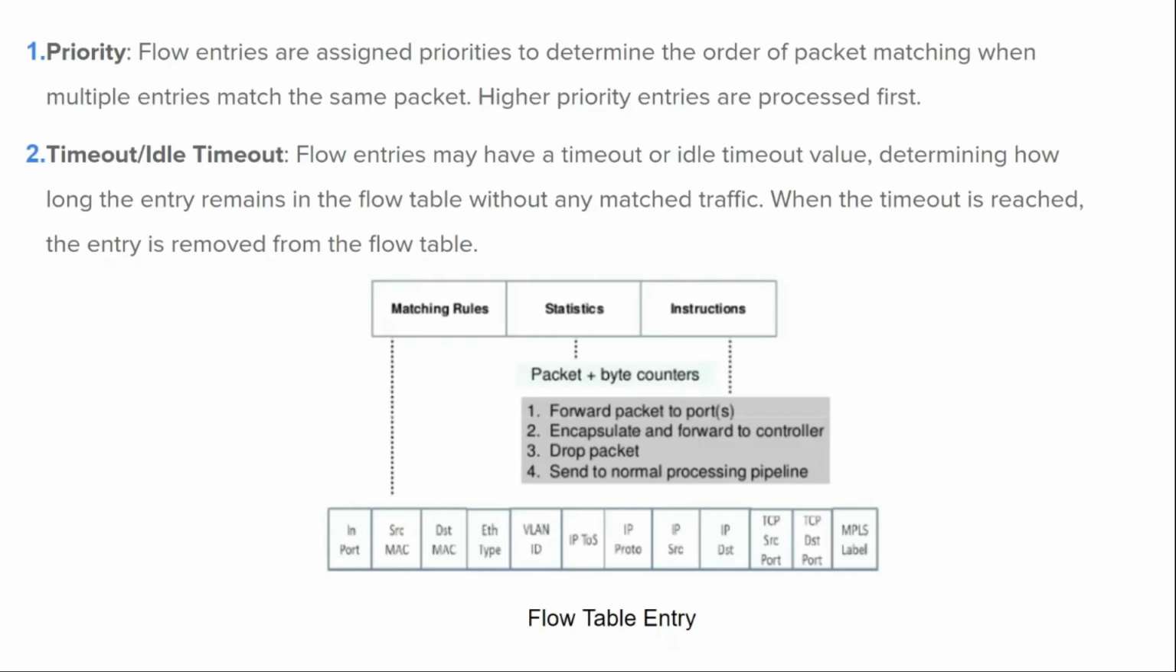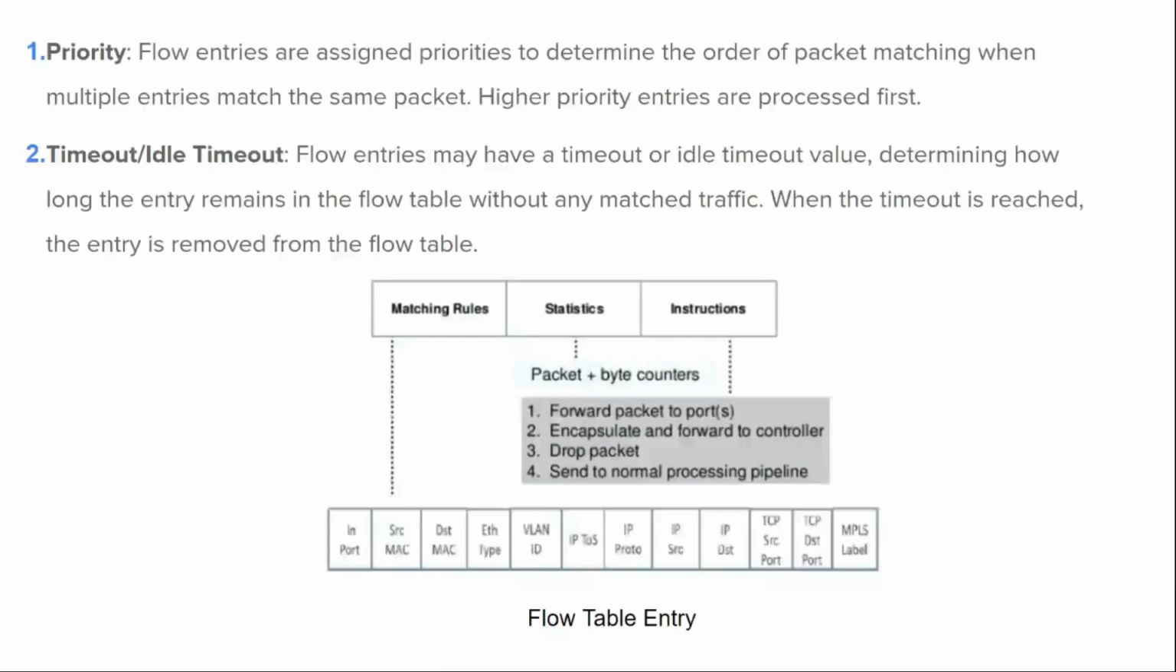Then we have the idle timeout, or we simply call it timeout also. That is just a timestamp, or let's say a particular period of time which is kept for the flow to remain in the flow table. Once that timestamp is reached, the entry is removed from the flow table. So these are the four important sections that we have in a flow table.